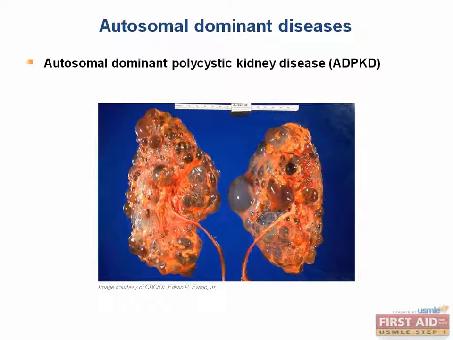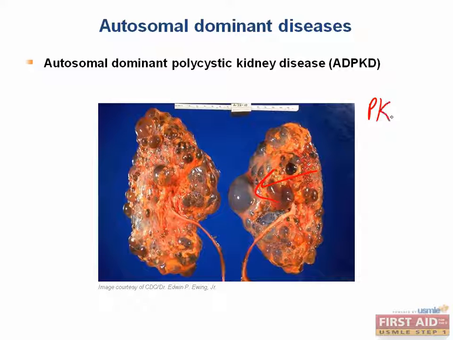Autosomal dominant polycystic kidney disease, or ADPKD, results in bilateral enlargement of the kidneys with multiple cysts, as you can see in this image. Patients present with flank pain, hematuria, hypertension, and progressive renal failure.